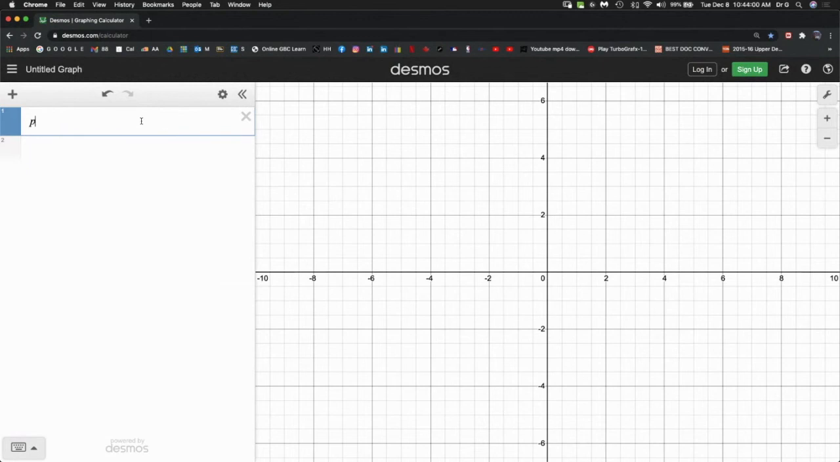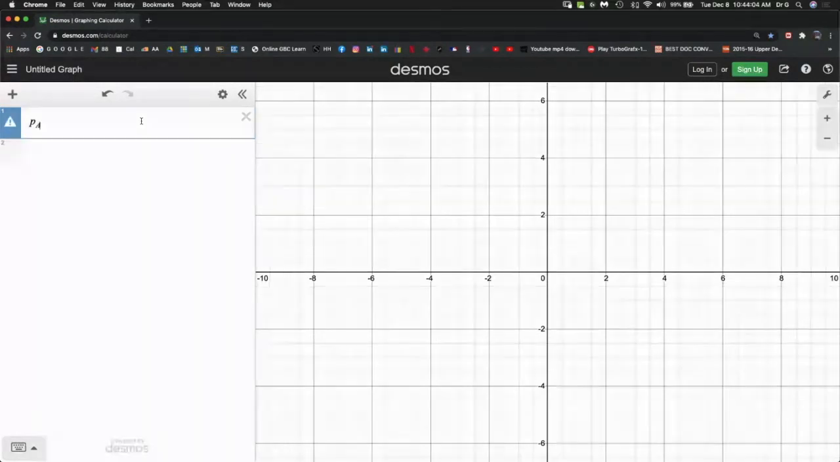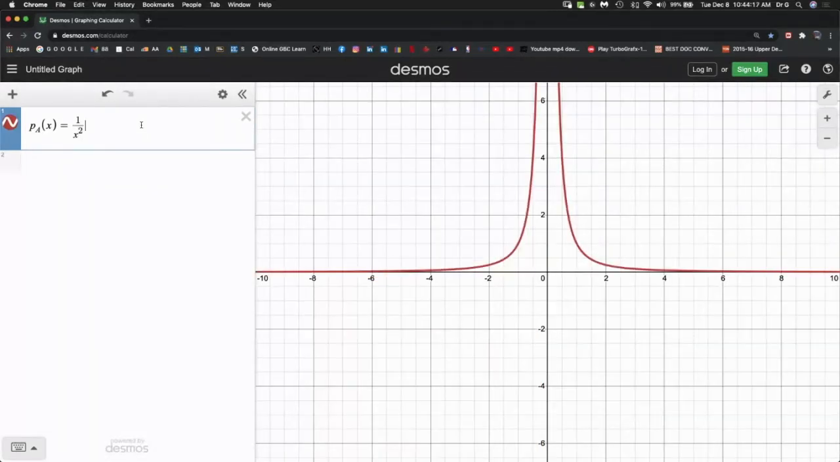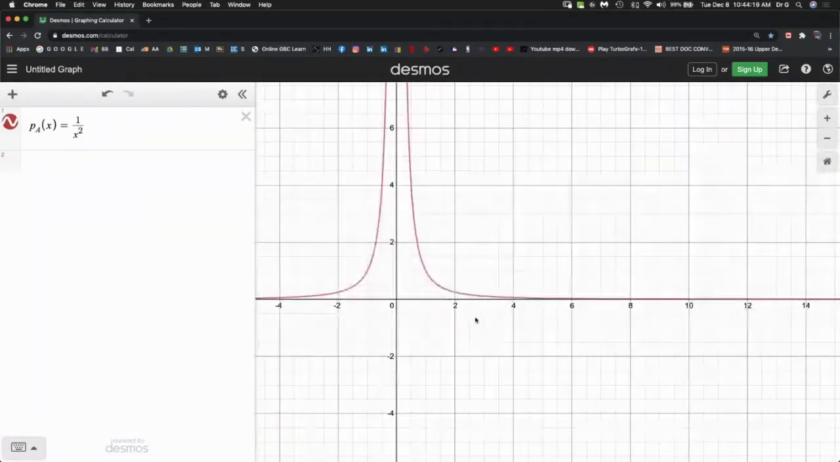So here's P, there's the first one, P A of x. I wonder if it allows me to do subscripts. Okay, it does allow me that. That's good. So P A of x was k over x squared. So I'm going to use k equals 1, if that's okay, because you could do that as well. So what you can imagine here is that there's a factory right here, and the pollution is decaying like that.